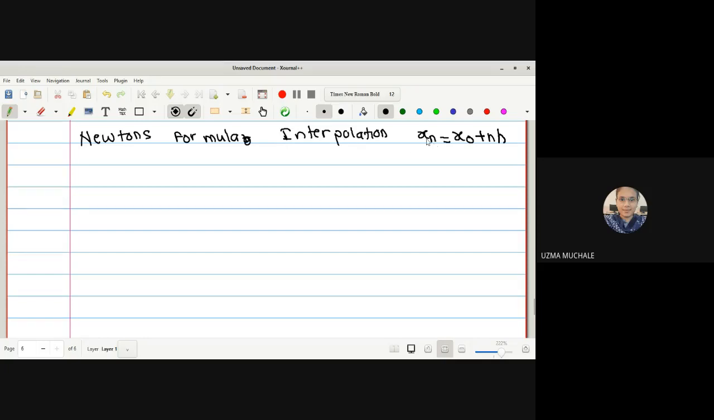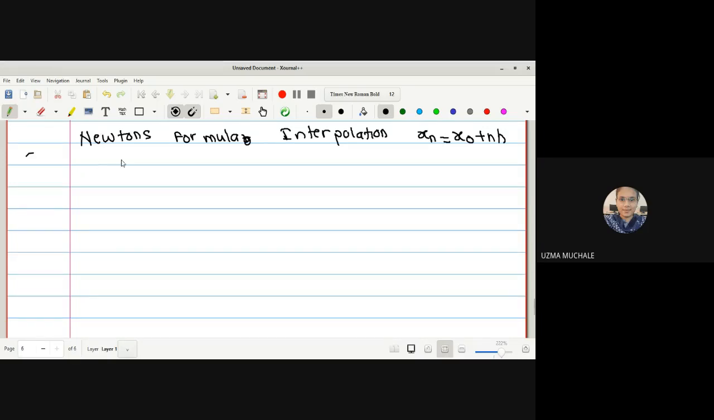The values of x should be equally distributed, but if you have not observed, you can go back to the examples of Lagrange's interpolation we have solved. In that, the values of x were unequally distributed. At that time also I told you that whatever examples we were solving, the values of x were unequally distributed. So here again we have to do the same thing.